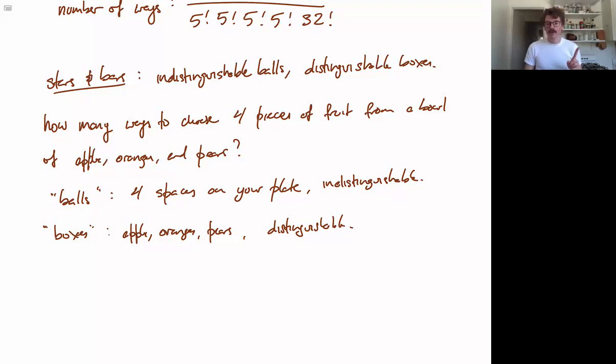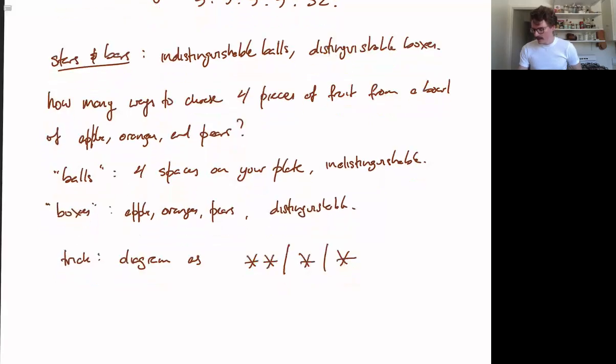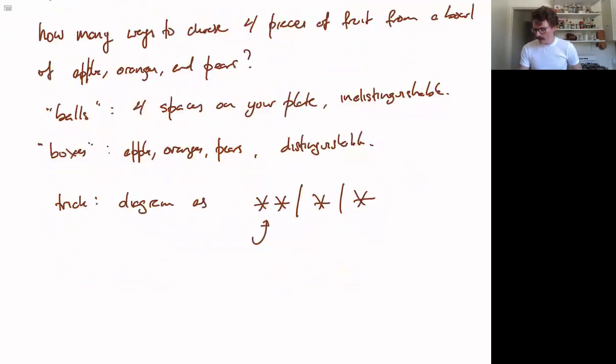And here is your one trick that you should remember beyond the fundamentals. We draw a diagram like so. Something like this. So, as you can see, it consists of stars and bars. And how we're interpreting this is, this means we choose 2 apples. This means we choose 1 orange. And this means we choose 1 pear.